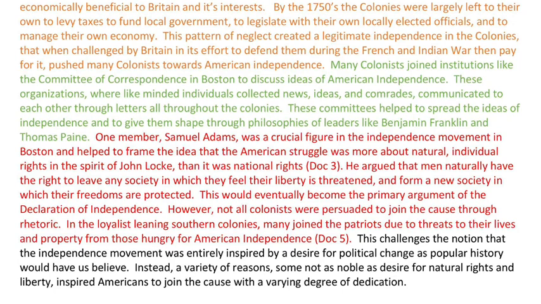I said, this challenges the notion that the independence movement was entirely inspired by a desire for political change, as popular history would have us believe. Instead, a variety of reasons not as noble as desire for natural rights and liberty inspired Americans to join the cause with a varying degree of dedication. Now, this modifies the argument a bit, but it kind of refutes it and says, yeah, there's a lot of people who really wanted America to be America for all these very noble, rah-rah-rah, patriotic kind of ideas, but others joined the cause reluctantly because they were pressured by their neighbors, just like in any time. Peer pressure and bandwagoning is a powerful social force.